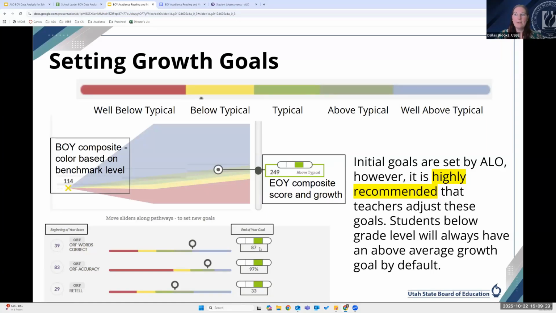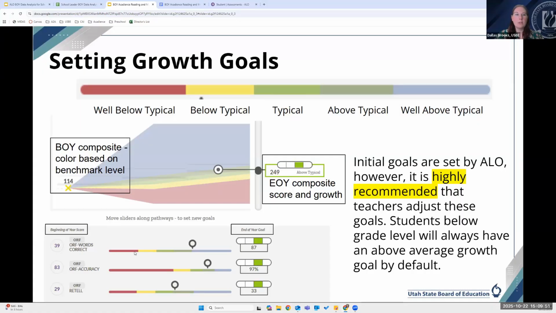And then if my student reaches all of these goals that I have set for them, up here it shows me that my student would move from a yellow composite at beginning of year to a green composite at end of year, and they would make above typical growth. So you're going to play around with these down here to see what will happen with your composite up here.